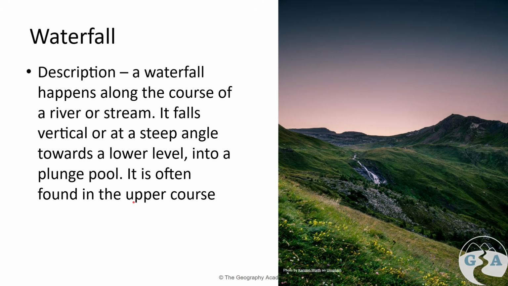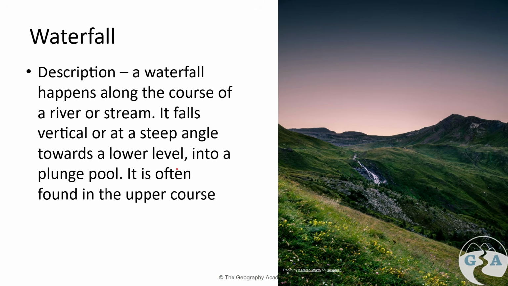Next, waterfalls. And I'm just starting this with a description because in the past they have asked questions to describe and explain something. So after you've explained this perfectly and you've written out your definitions and you've followed all the short questions that come with this course on the Geography Academy, you may find yourself really capable of explaining how a waterfall is formed. But you might be at a loss because you might not have practiced how to describe one. So a waterfall happens along the course of a river stream. It falls vertically or at a steep angle towards a lower level into a plunge pool. It's often found in the upper course.